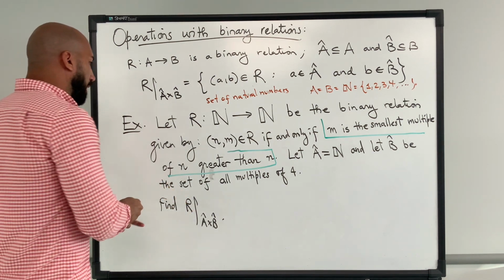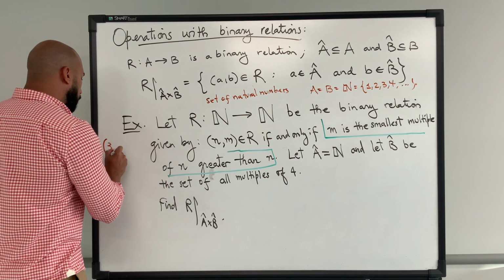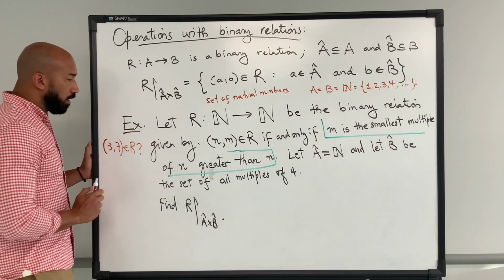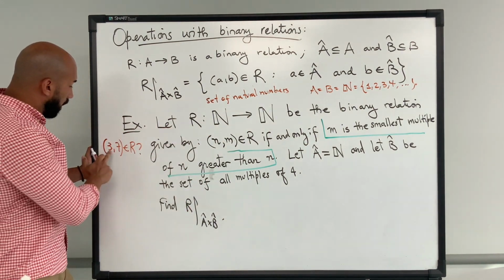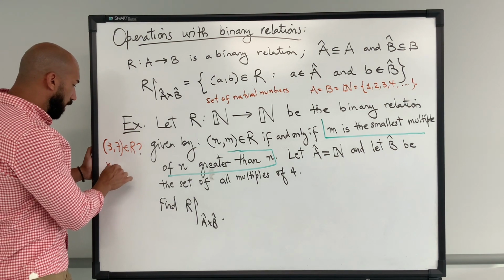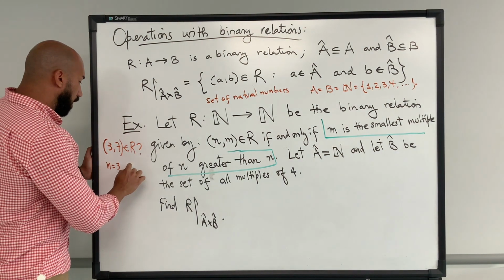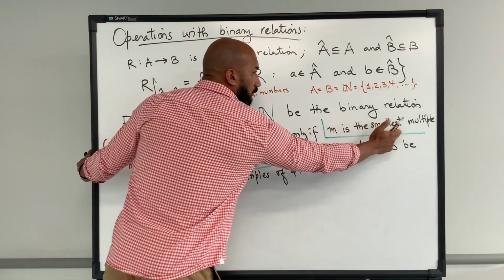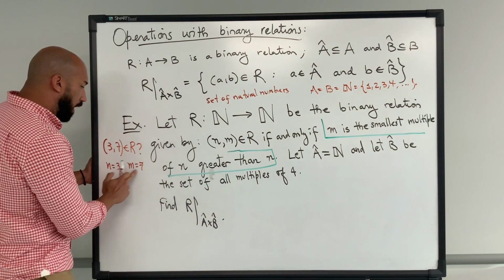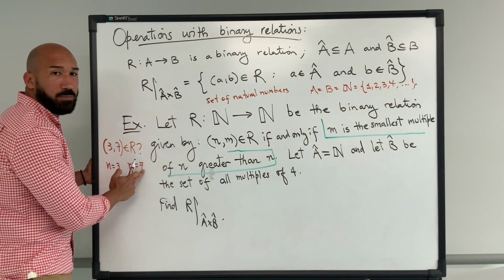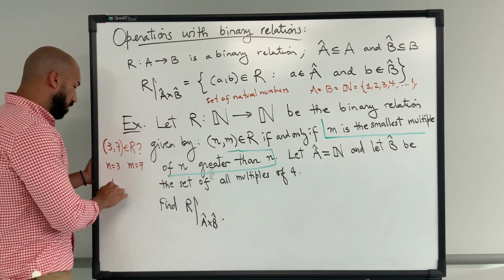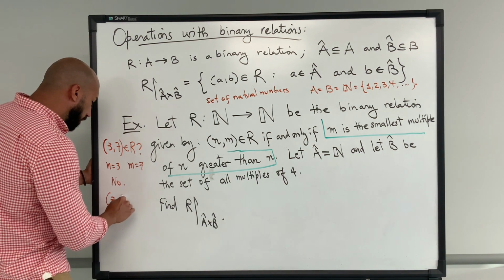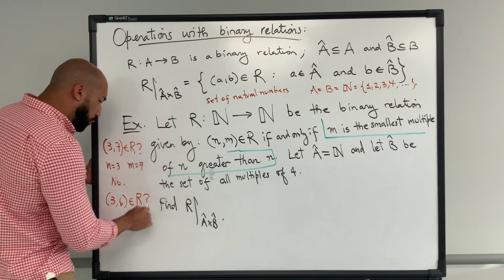All right. So, for example, is (3, 7) a pair of this relation? Well, let's see if the given condition is satisfied. In this case, n is equal to 3 and m is equal to 7. So, m must be the smallest multiple of n. In particular, m must be a multiple of 3, but 3 does not divide 7. So, no. The condition is not satisfied. Is that okay? But what about (3, 6)? Is (3, 6) in this relation?